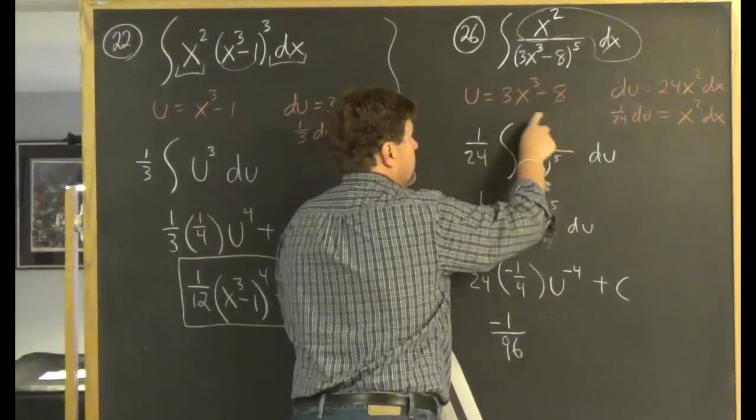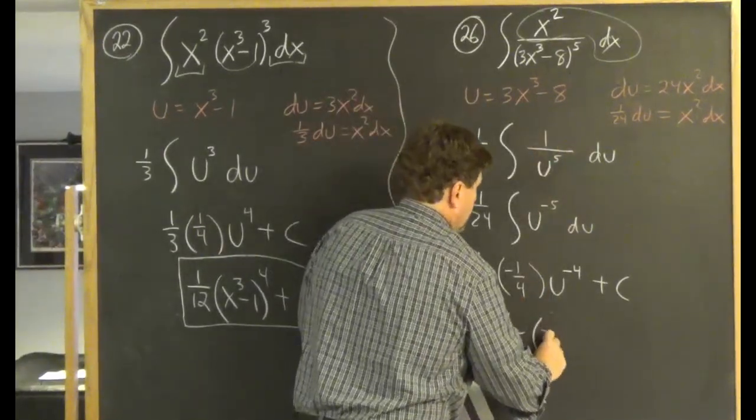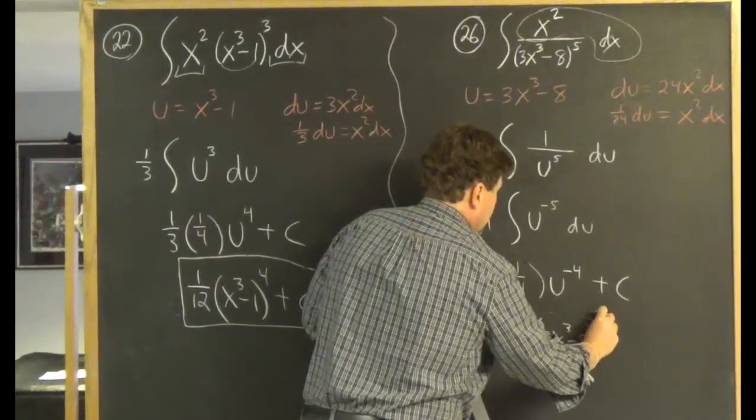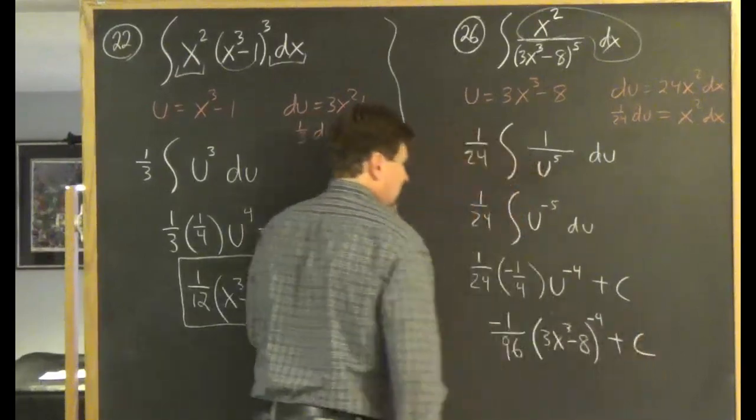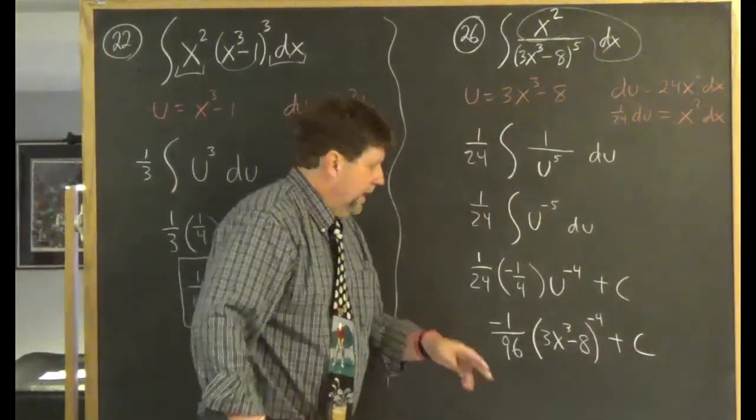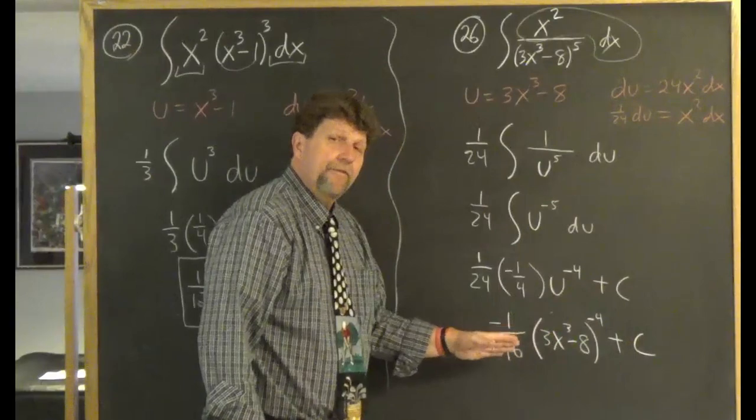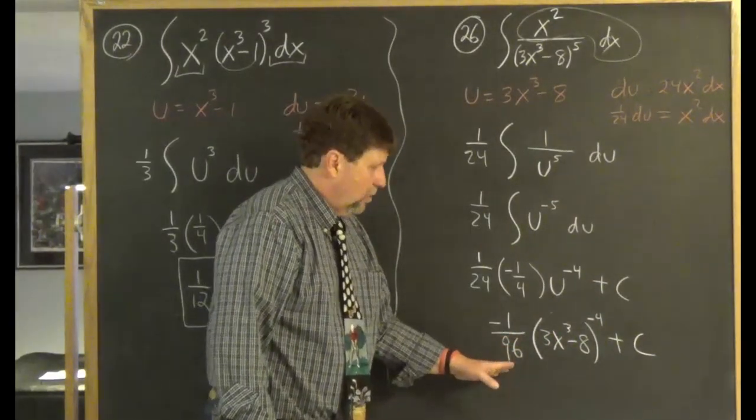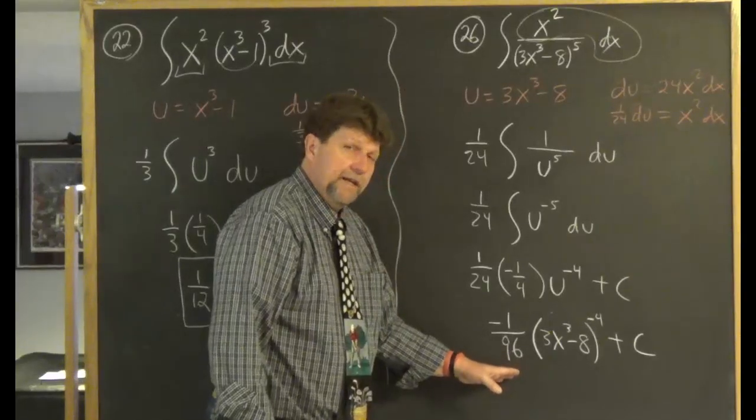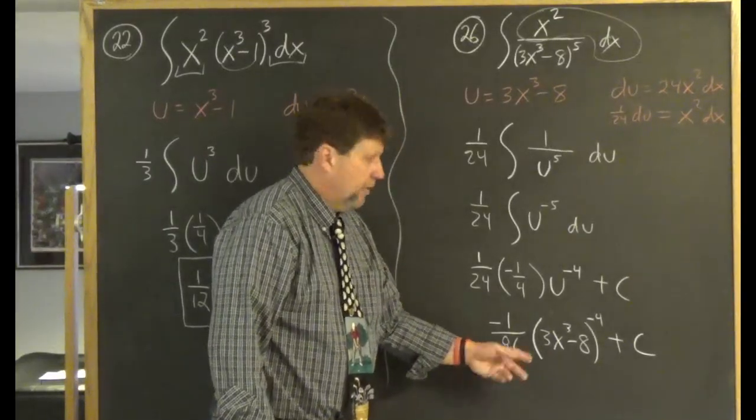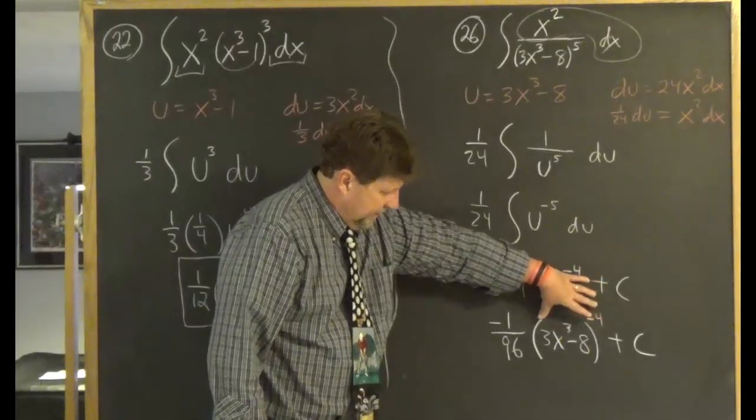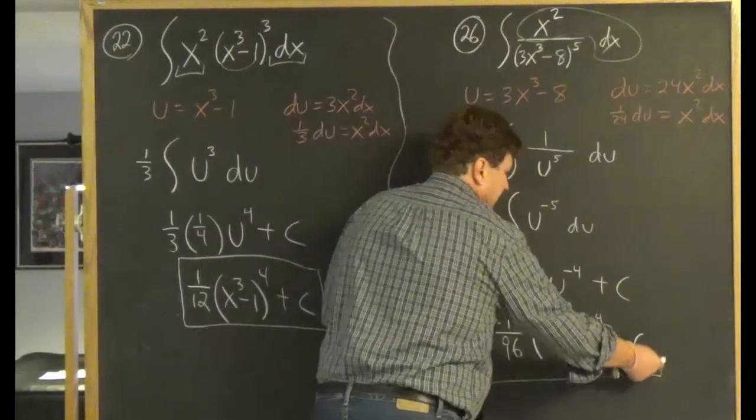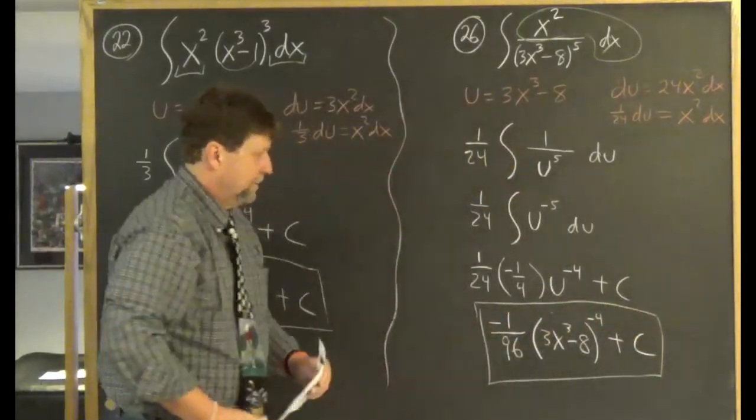Resubstitute the u, so here's the u: 3x cubed minus 8 to the -4th power plus c. And if you wanted to, you could write this as -1 over 96 quantity 3x cubed minus 8 to the 4th power. So you could rewrite the negative exponent, making it a positive exponent. But I ran out of room, so I'm not going to do that, and I'm going to stop right here.